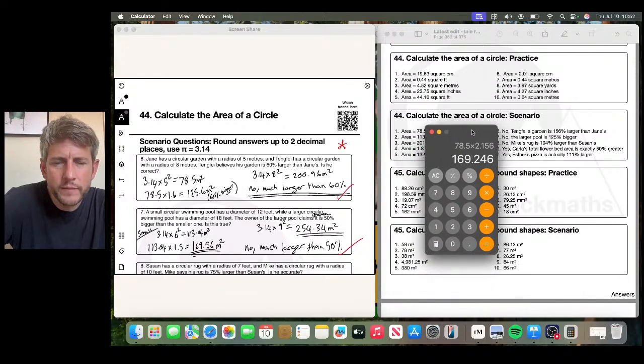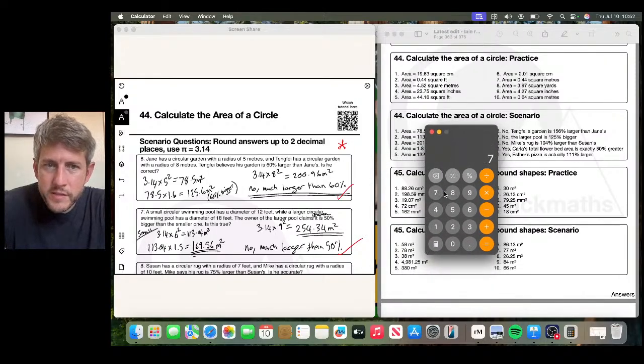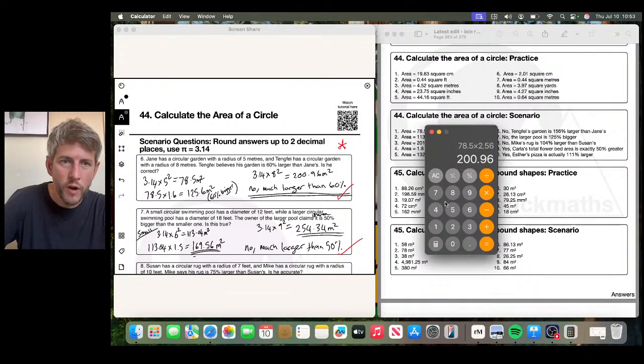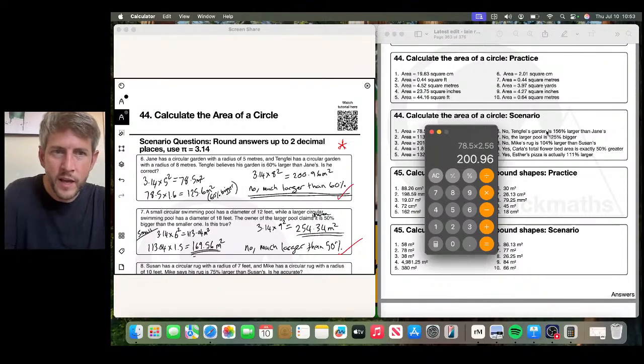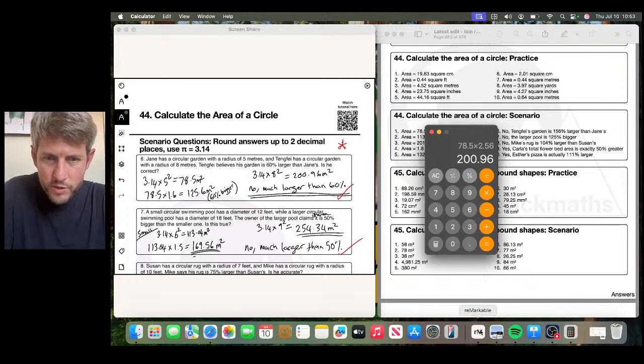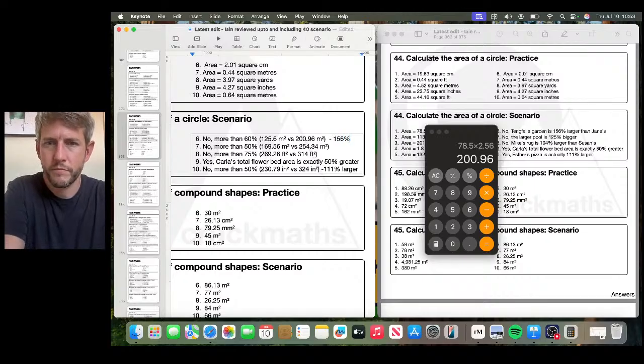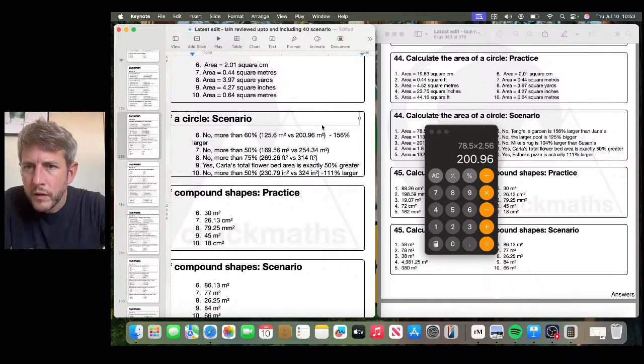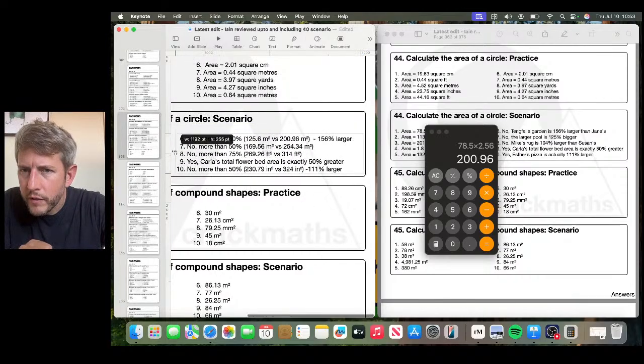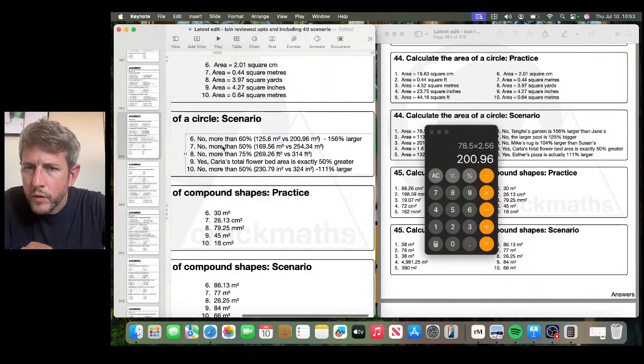Oh no, that's not right. Oh, damn it, I'm all over the place. 78.5 times 100% plus 156% divided by 100, which is 2.56. Yes, okay, so that is right, that first one. So it is 156% larger. So I will just keep that in. Okay, right. I'm going to have to just readjust that.